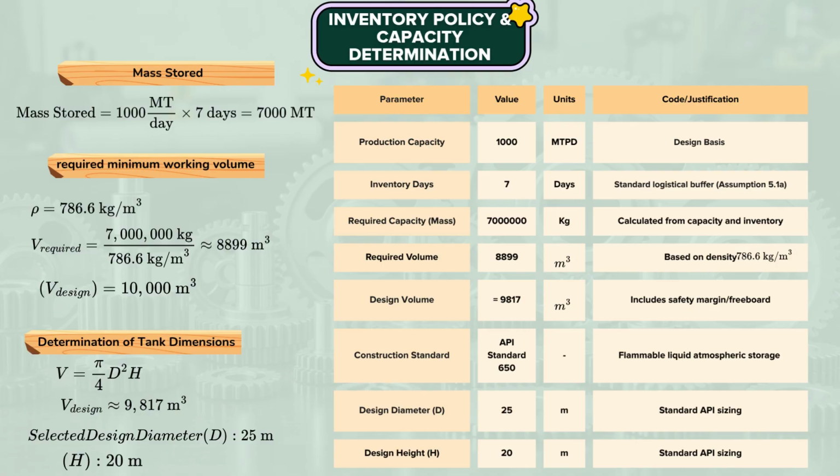Construction standard is API Standard 650. Justification: flammable liquid atmospheric storage. The design diameter is 25 meter based on the standard API sizing, and the design height is 20 meter based on the standard API sizing.